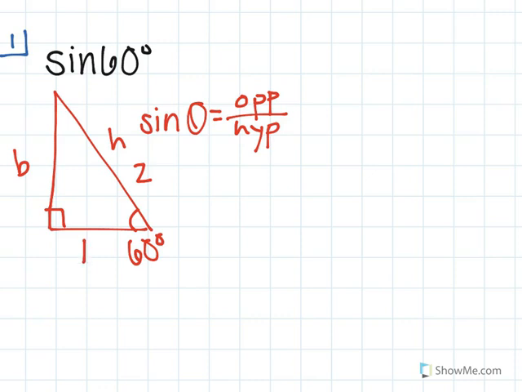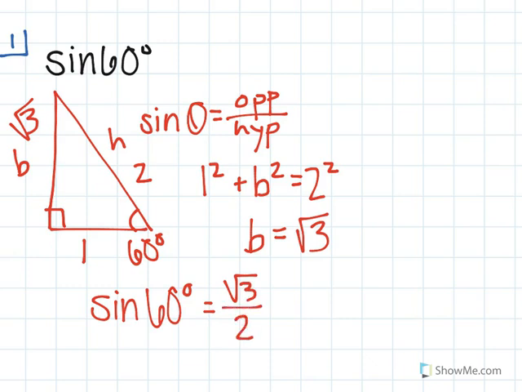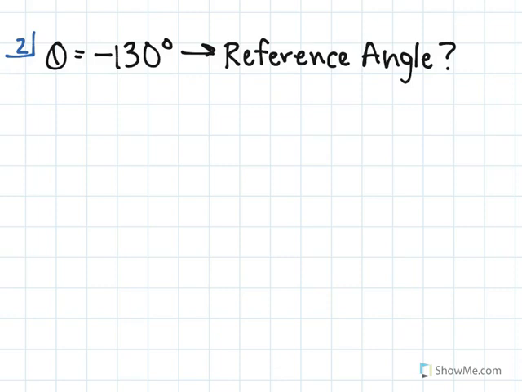So using those values, we can solve for b. We know using the Pythagorean theorem that 1 squared plus b squared equals 2 squared. And by simplifying that, you should get b equals the square root of 3. So sine of 60 degrees would be the square root of 3 over 2. Eventually, you should start memorizing some of these values, but this is just a quick example on how you can use right triangles to find exact values of trig functions.